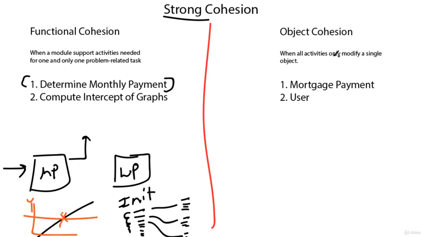And the other one is object cohesion. This is when all activities only modify a single object.